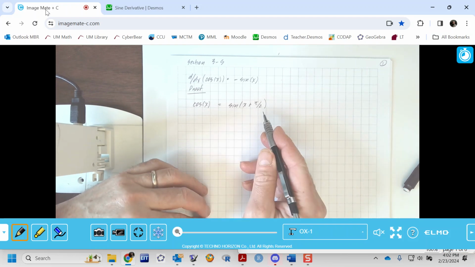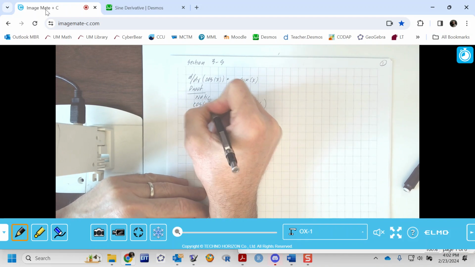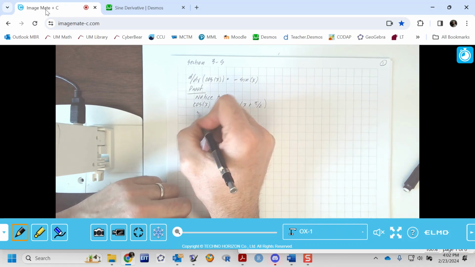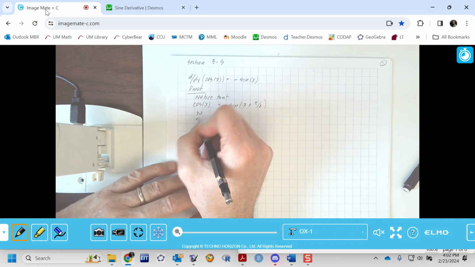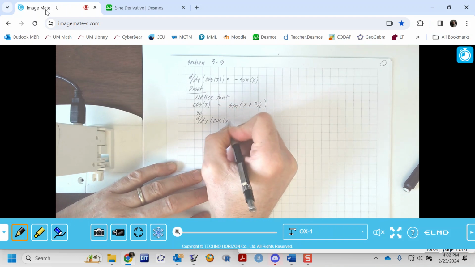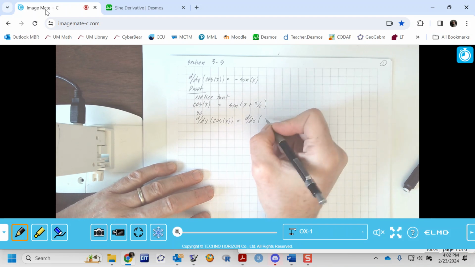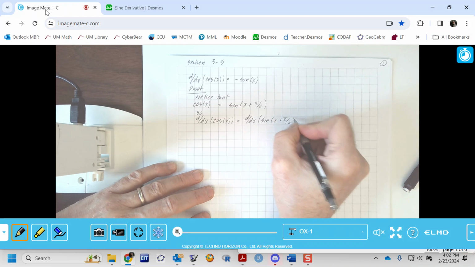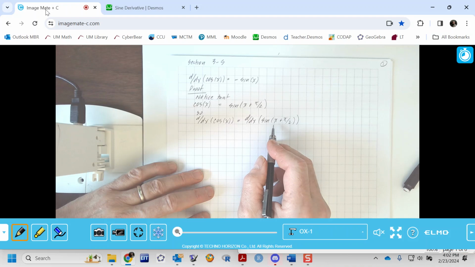So if we use this fact, notice that this is true, right? So what can we say? We can say that the derivative with respect to x of the cosine of x is equal to the derivative with respect to x of the sine of the argument x plus pi over 2, adjusting for the phase shift. And now if we can find the derivative of this guy, we're in good shape.